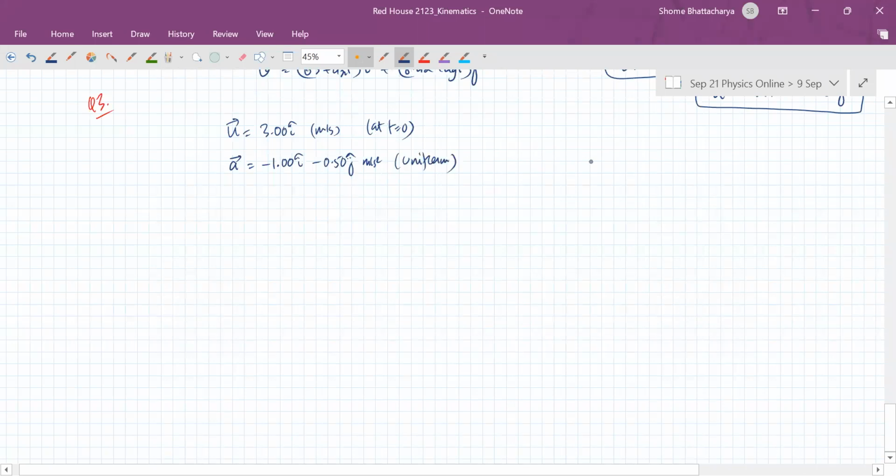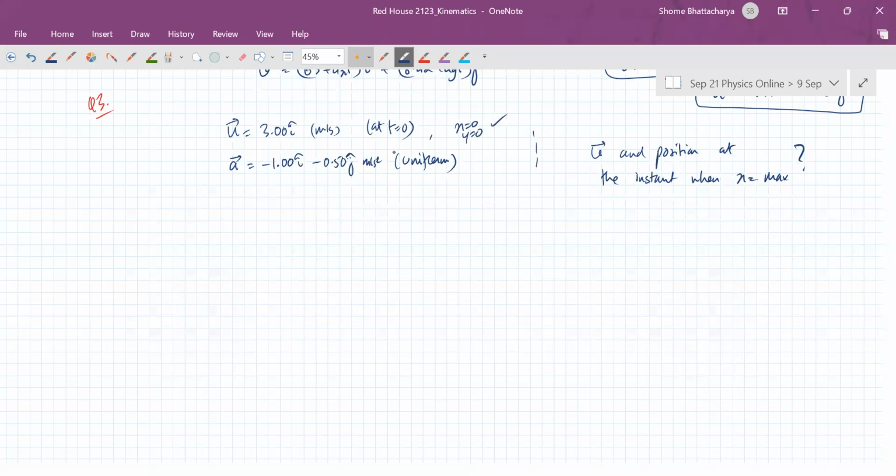Okay. Now from this data, what we have to calculate is the velocity when it reaches the maximum x coordinate and the position. So we have to find the velocity and position at the instant when the x coordinate is maximum. Okay. t equal to 0 is starting from origin. Starting from the origin. Okay.